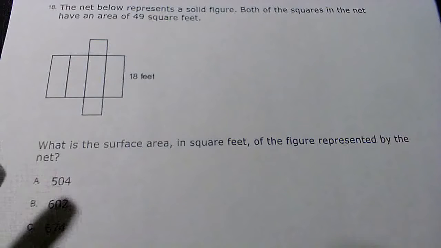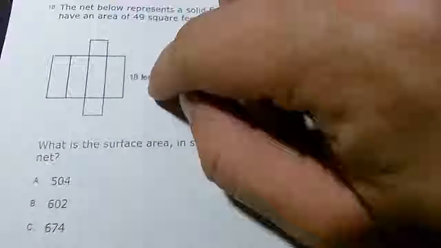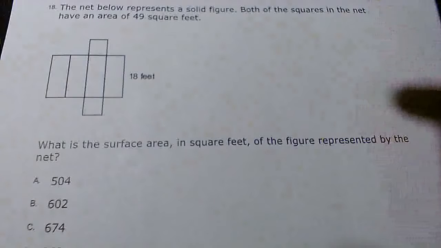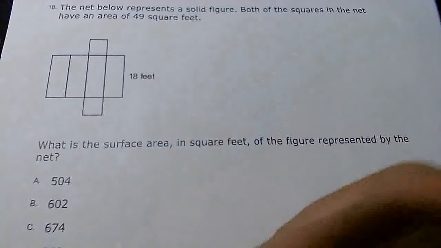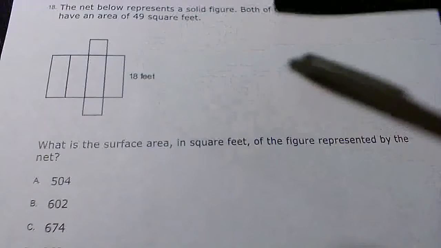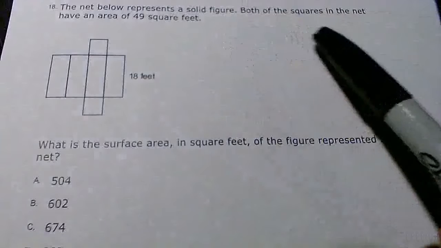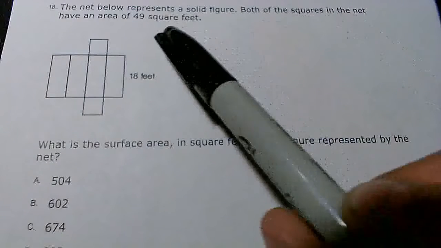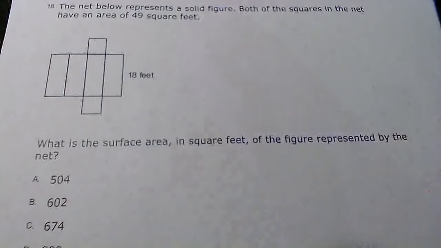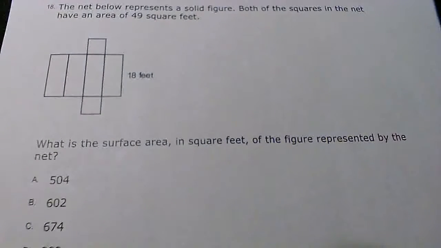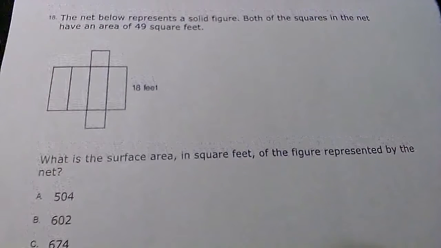This last example is going to require a little bit of reading. In this case, they tell you the height of the shape right in the problem, but they don't actually mention anything else which you kind of need in order to solve it. If you read the problem, however, it tells you that both of the squares in the net have an area of 49 square feet. This is where familiarity with your multiplication facts will come into play.